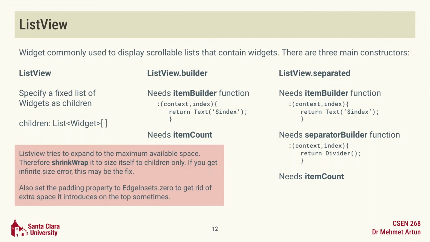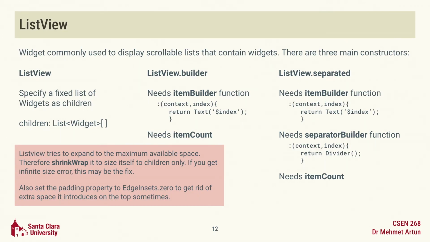So if you told me you have 20 items to paint on the screen, I'm going to ask you one by one, first item, second item, third item. So then if I know the index number of the item being painted, I can return it in the text in this format. So that will just print. For the first item, it will be a text widget with 1 in it. The second item will be a text widget with 2 in it, and so on and so forth. So the ListView.builder works in this way.